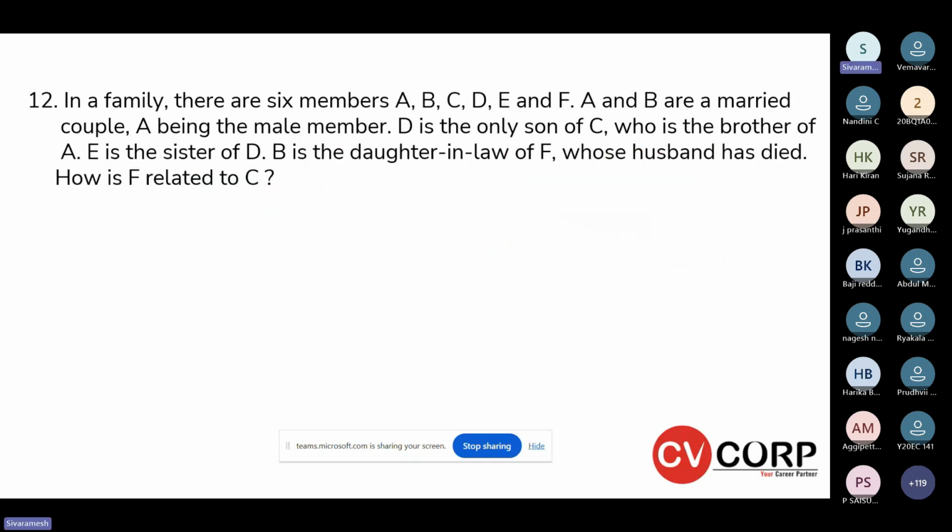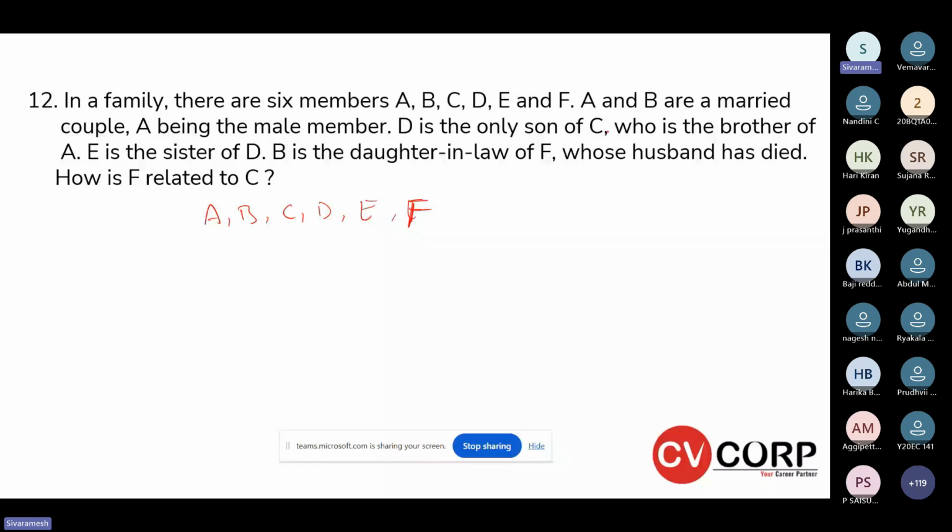This question is quite interesting because we have not taken any names. Instead of names from the blood relations, I have taken alphabets. So here in a family there are 6 members, namely A, B, C, D, E, and F. So here let's try to connect with the alphabets.